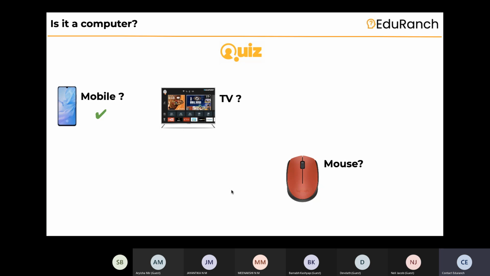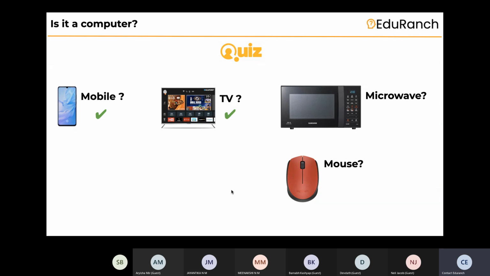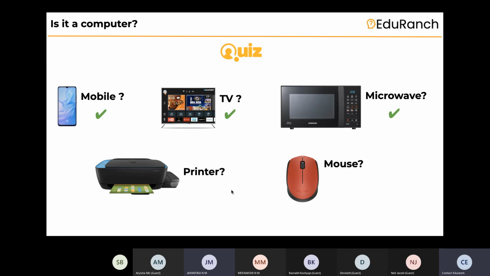Okay. How about a TV? Nowadays, there are a lot of smart TVs where you play YouTube, where you see a lot of things, right? Yes, it is a computer. You're right. Excellent. I'll explain why it is a computer, right? You also have nowadays a lot of microwaves where you set how much time you want to heat your food and all that stuff. Is it a computer? Yes, sir. Excellent. It is also a computer. I'll explain why they are all computers, right? Is a printer a computer? Yes, sir.